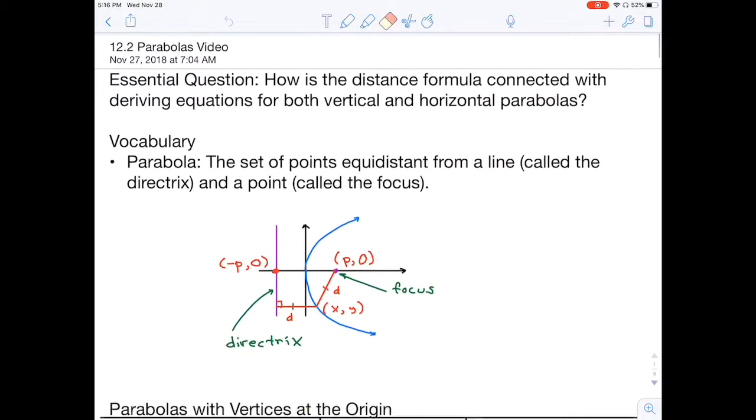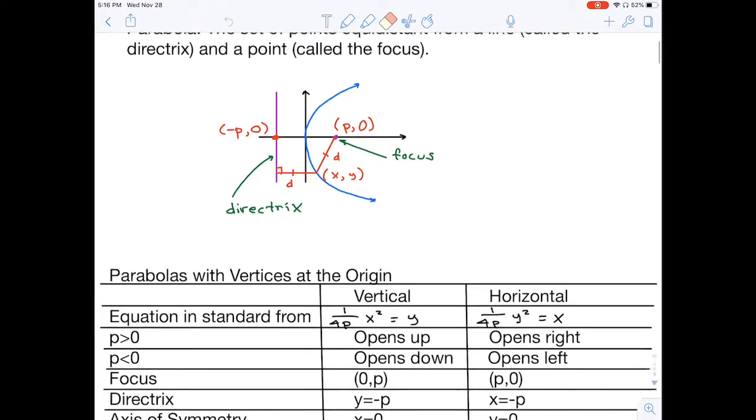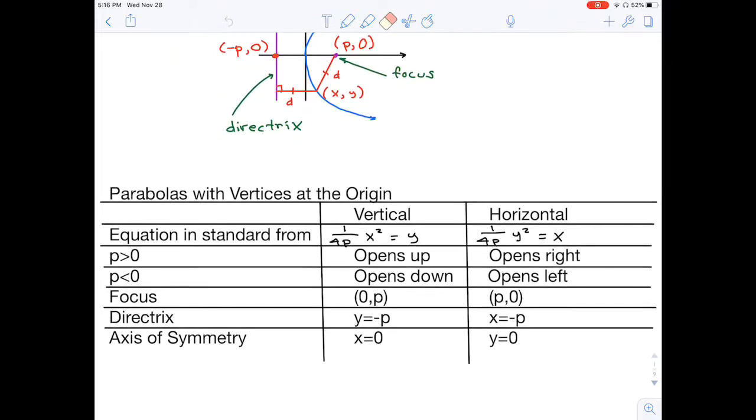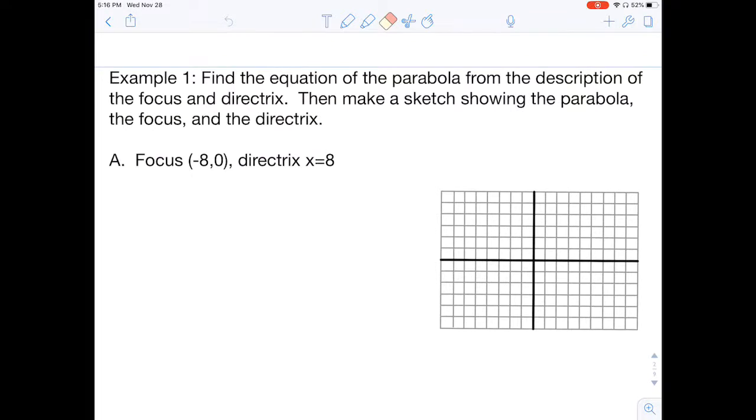Okay, so this is a continuation of lesson 12.2 that you guys saw the other day. So I'm not going to go through the whole explanation. I'm just going to go through examples. This video is going to be broken up into 3 different parts, each part covering each of the examples.